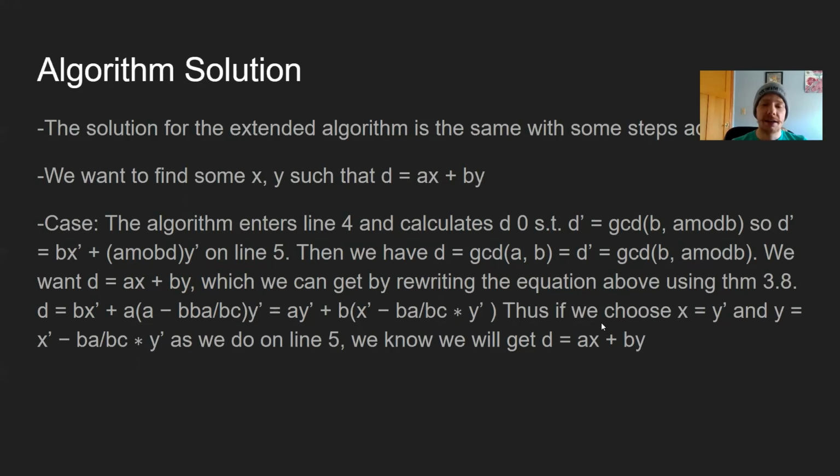And we can get that by rewriting this equation here, the D prime equals B X prime plus A mod B Y prime, using some theorem 3.8, which I'm just not going to go over for time's sake. But no, you get it back in this form. So then we know if we choose X to be Y prime and Y to be X prime minus B A over B times Y prime, which is what we do on line 5, then we'll get this linear combination. That is what we wanted.